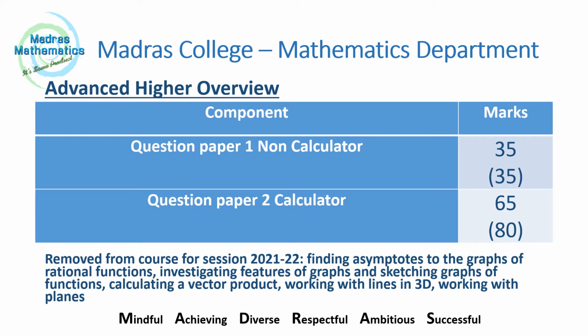In terms of the advanced higher overview, we can see here that the paper 1 remains as 35 marks and the paper 2 has been cut from 80 down to 65. And we can see a number of things that have been removed from the course for this session. This again will support our learners at home if they're self-isolating, and will give us further time for preparation for assessment, gathering, etc.